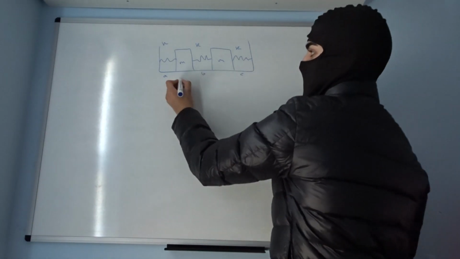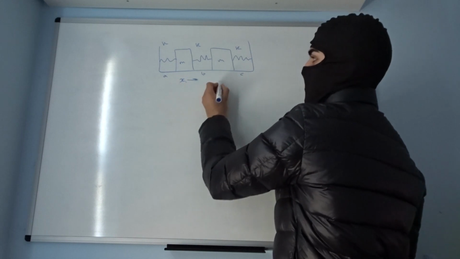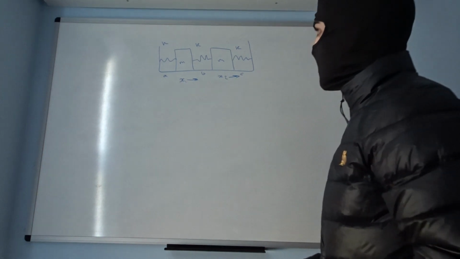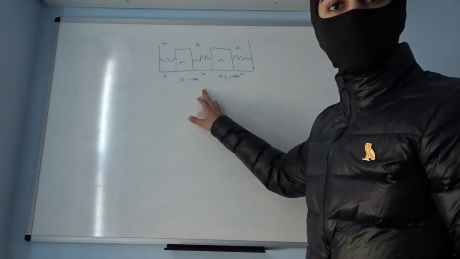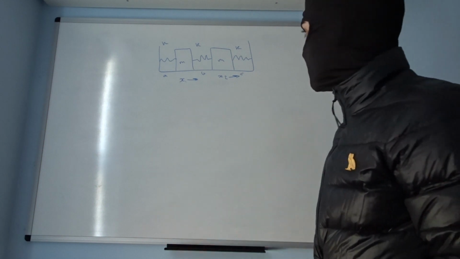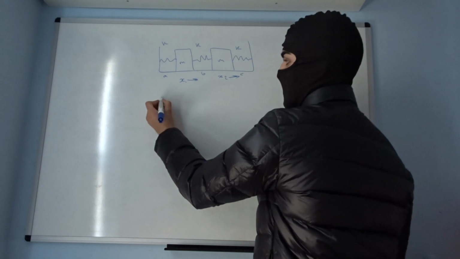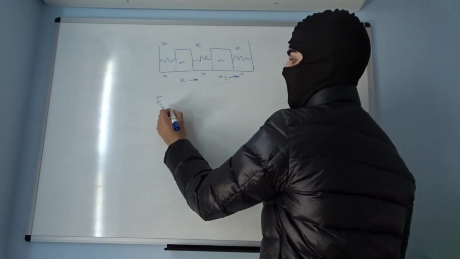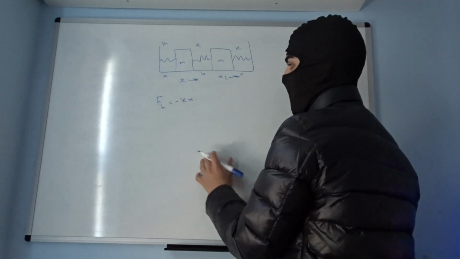Mass 1 oscillates with displacement x1, mass 2 with x2. Let's try to build a general case for the motion of these masses. So let's start by calculating the force on mass 1. So F1 on the spring A is just minus K x1.